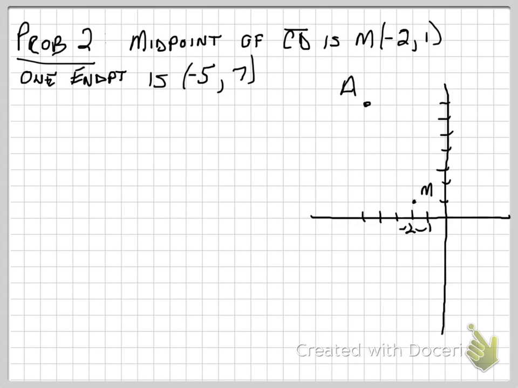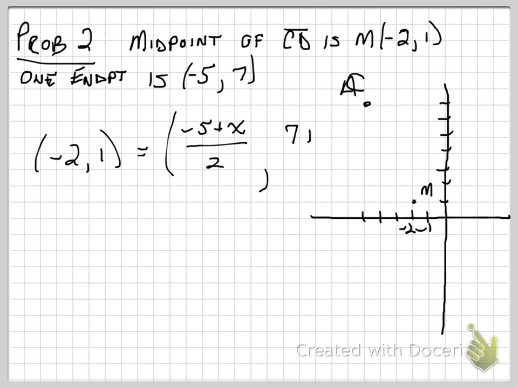Problem 2: the midpoint of CD is point M. Call that point C, -2, 1. One endpoint is -5, 7. We're trying to find where point D is. I know the midpoint is -2, 1. So if my midpoint is -2, 1, that's going to equal the x coordinate of the one, which is -5, plus the x coordinate of the other one, which I don't know, divided by 2. And then the y coordinate of the one, which is 7, plus the other y coordinate, divided by 2.